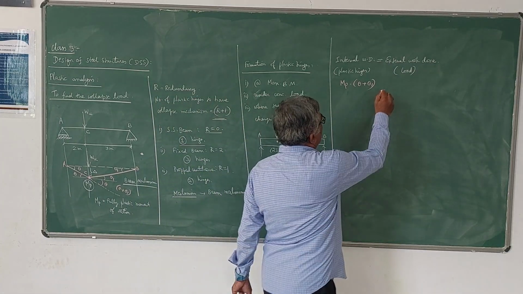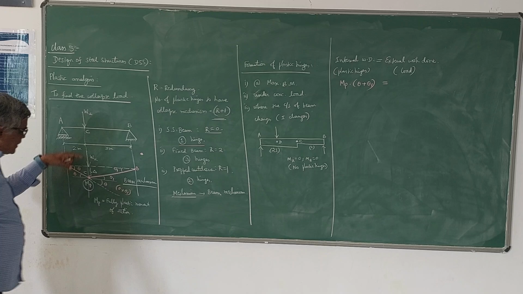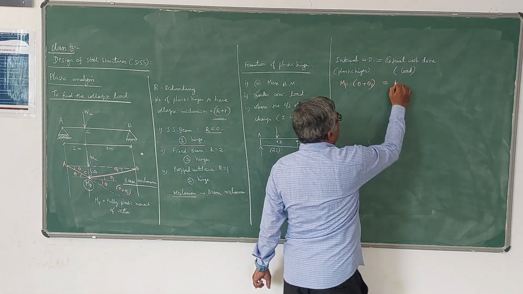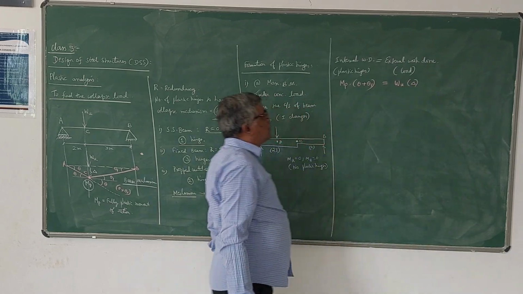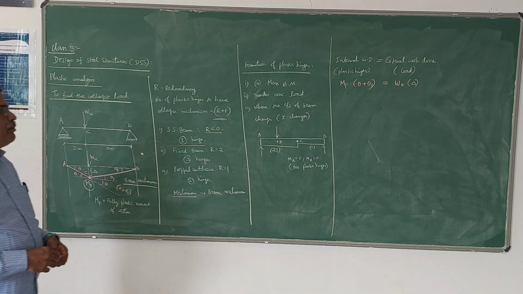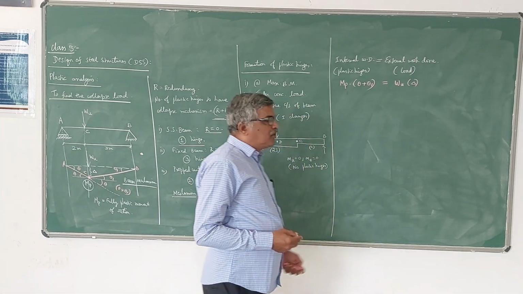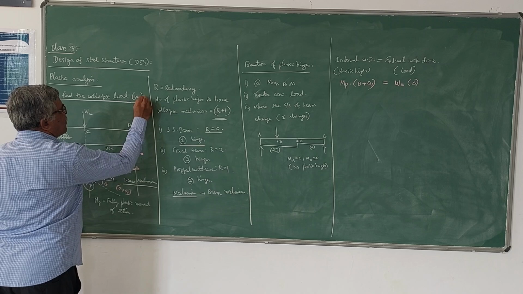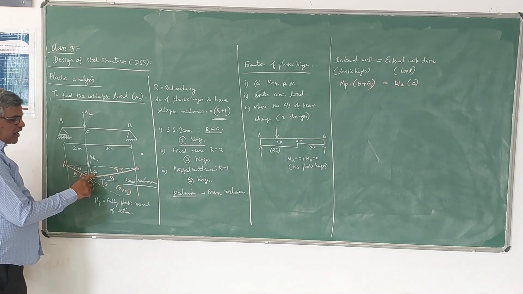This should be equal to the external work done, which is nothing but the load acting at point C multiplied by the deflection. So WU is the load multiplied by delta. This is the equation we are going to use. Here MP you will be knowing, so you have to find out WU, the collapse load. So what is the value of WU? For that, we have to substitute for this delta.